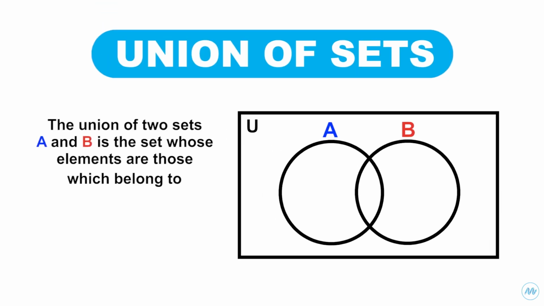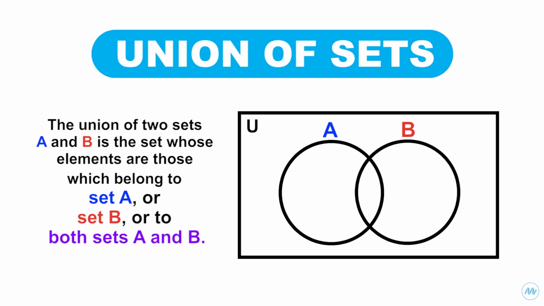The union of two sets A and B is the set whose elements are those which belong to set A, or to set B, or to both sets A and B. The union of these sets is represented by the shaded parts in the Venn diagram.